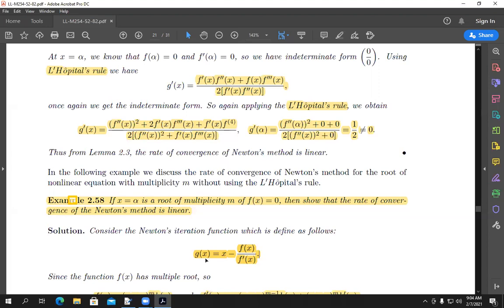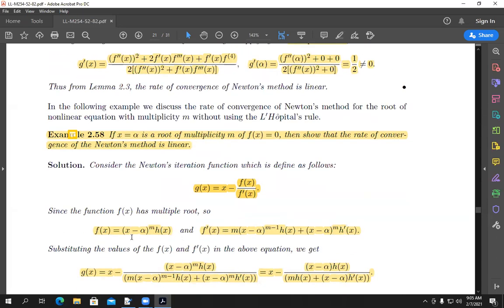Now you need to take the derivative to show the order of convergence, because to check the order of convergence we need g and its derivative. The derivative will give you an idea of the speed of convergence, or order of convergence, of the iterative method. Of course, we cannot use the L'Hopital rule here. Here we use the basic definition of f of x. If we have a multiple root with multiplicity m, what is the definition I gave you? It is this one.